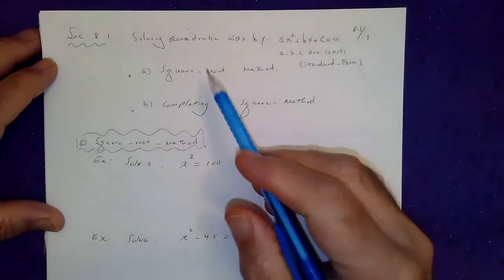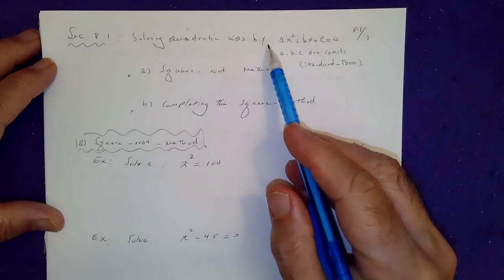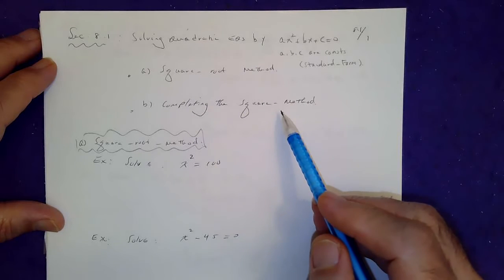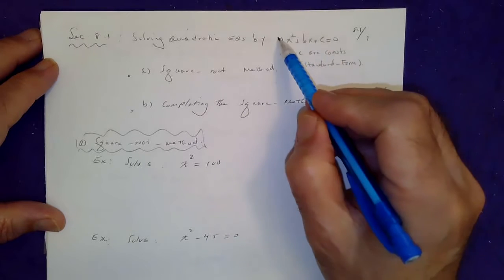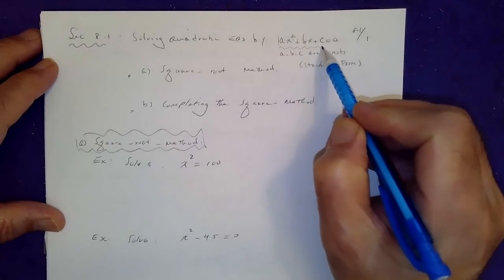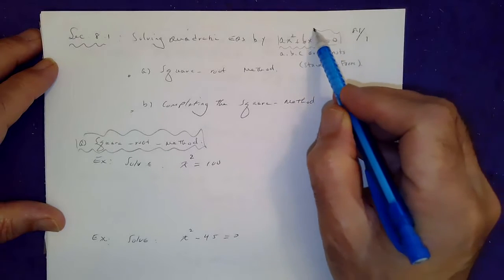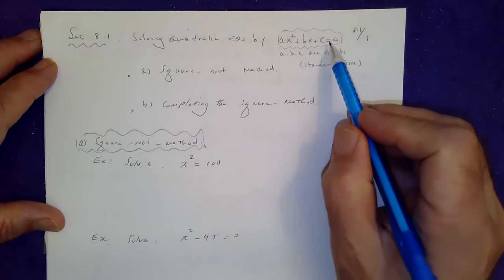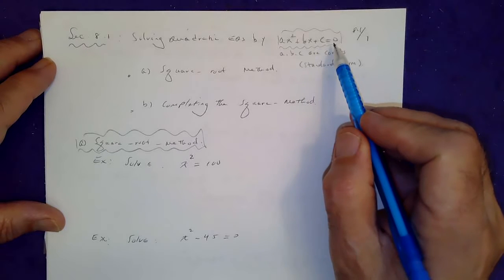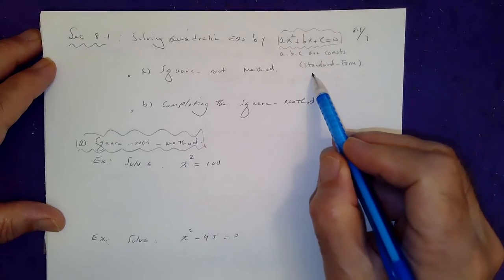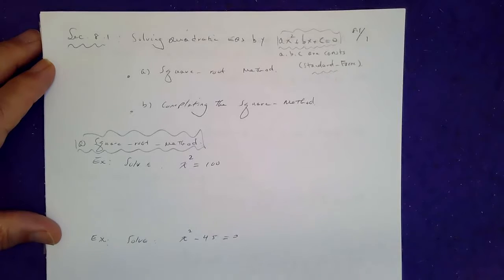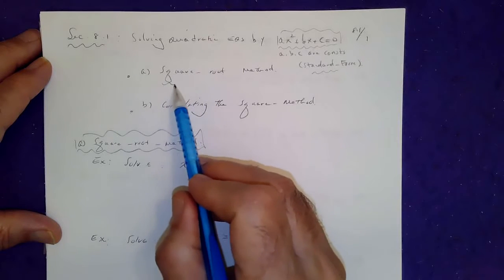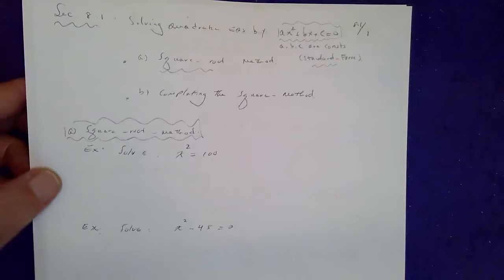Section 8.1, solving quadratic equations by two methods, square root method and completing the square method. Quadratic equations have this general form, ax squared plus bx plus c is equal to 0, where a, b, c are constants, and when you have a 0 on the right side, it's called standard form. So first, let's do a few examples based on the square root method.